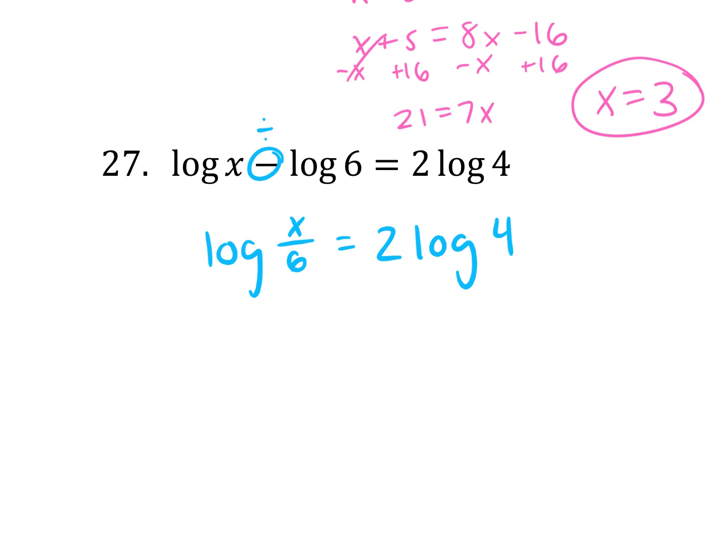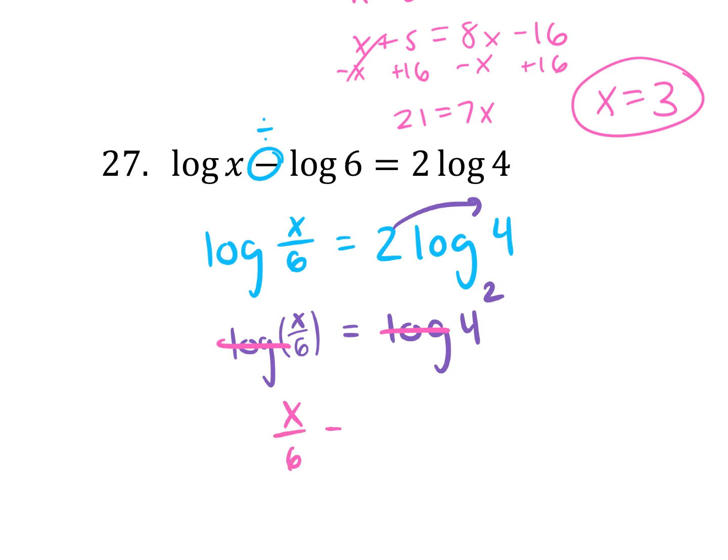What should I do next? Move the 2. Yeah, before we cancel, we have to move the 2. So this would be log of 4 to the power of 2. That's equal to log of x over 6. Now the logs cancel. So x over 6 is equal to 4 to the 2nd power, which would be 16.